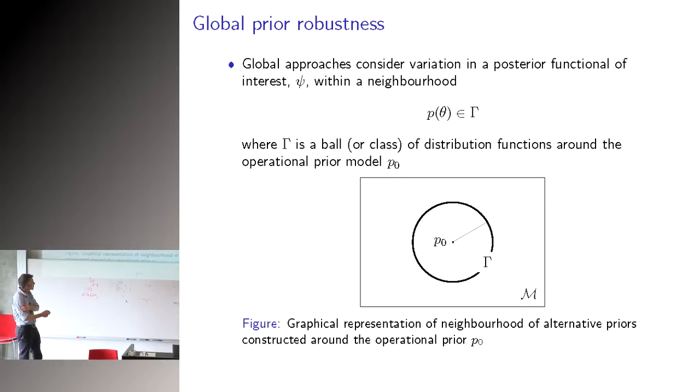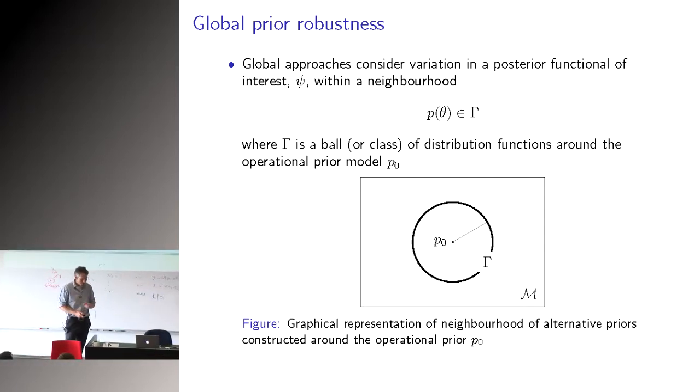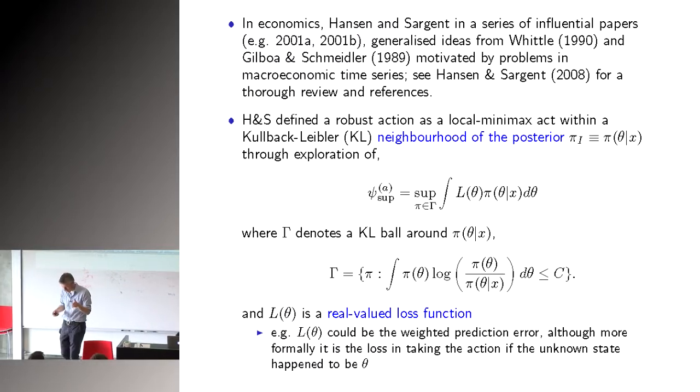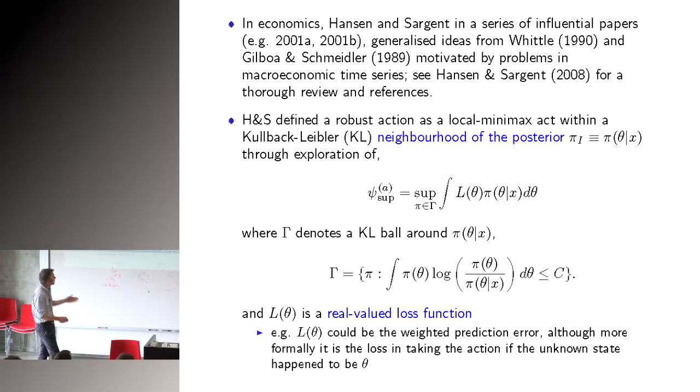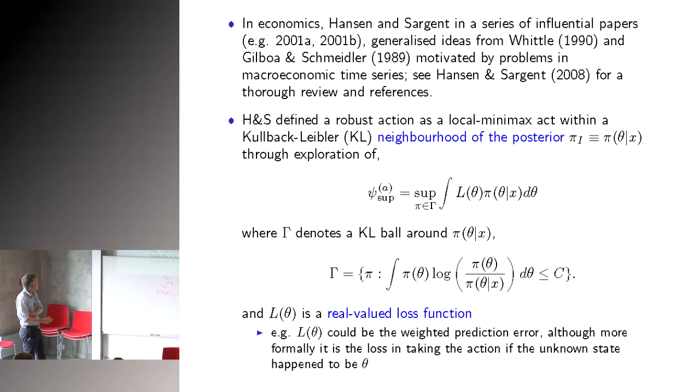And so you take this as a good working model, but you want to explore what could happen in the neighborhood. And as I said, one thing you can explore is what's the worst possible thing. What's the local minimax act? Okay, so that's defined the object which we're going to characterize. We're going to characterize what's the worst outcome that can occur to you. And so this formally defines the posterior distribution, for some model and a loss function.